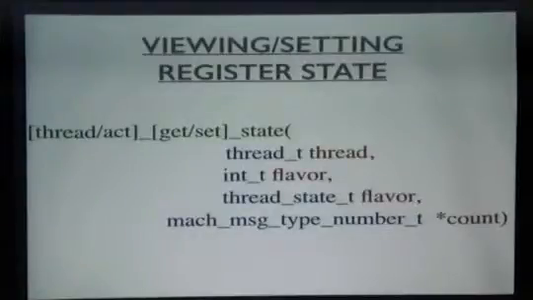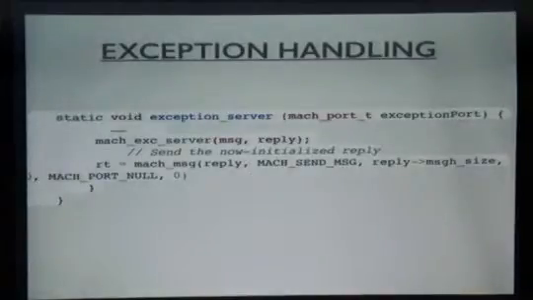So this is reading and setting register state, pretty straightforward. This gives us more of the ptrace functionality. Then the big change comes in exception handling. Because with ptrace, you can just ptrace a process and then just call wait. You can just wait for an event to happen, a signal to come. That's just not how it works here.